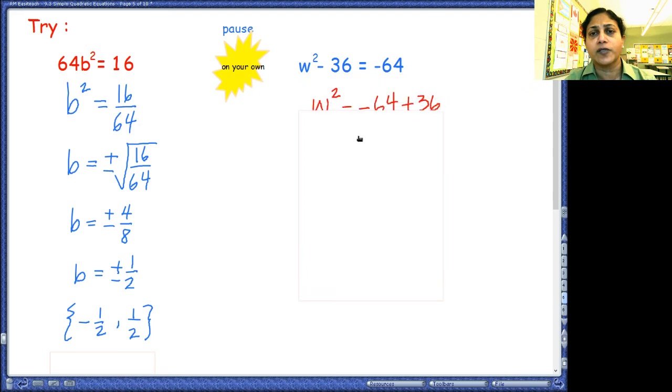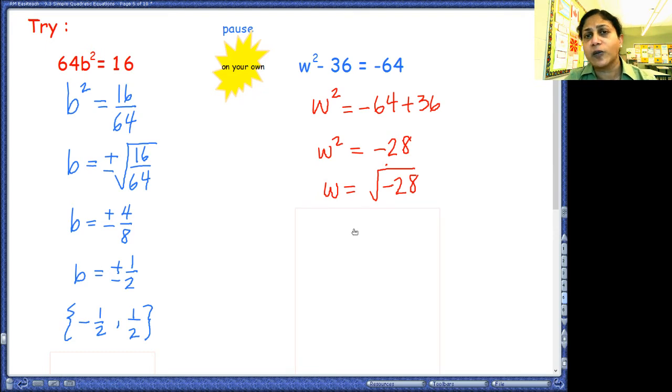Here goes. w squared is equal to -64 plus 36, which is -28. When you go to find the square root of -28, negative numbers don't have square roots, so we say that there is no solution.